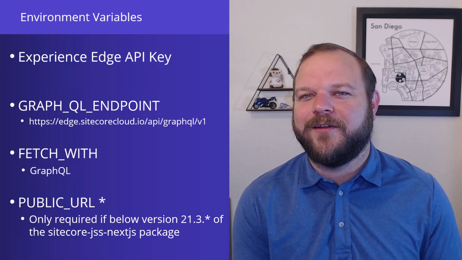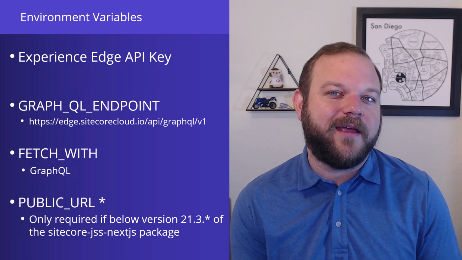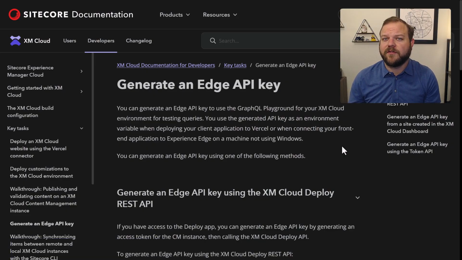So now let's take a look at how we can get that Experience Edge API key. The XM Cloud documentation gives us a few ways to generate an Edge API key. I'll link to this documentation down below, but I think that the easiest way is going to the deploy app and generating an API key there. So let's head over to the deploy app now.